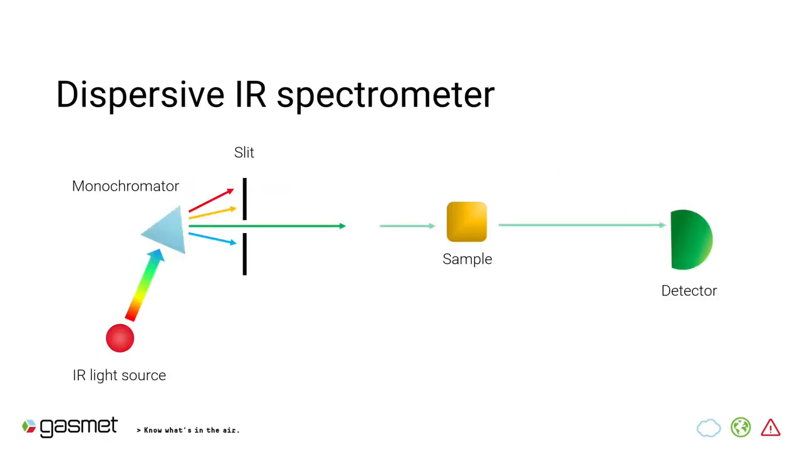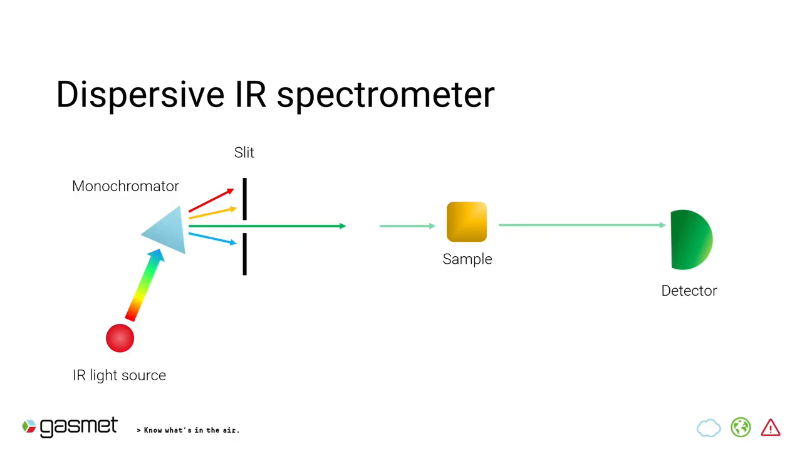So, how is this used? Classically, we would use a so-called dispersive infrared spectrometer. Here, infrared light would be split by a monochromator. This is a prism or dispersive grating, which scatters light in different directions depending on its wavelength. Then we have a slit that only allows a small slice of light to reach the sample. And after the light goes to the sample, it reaches the detector and we get a reading.